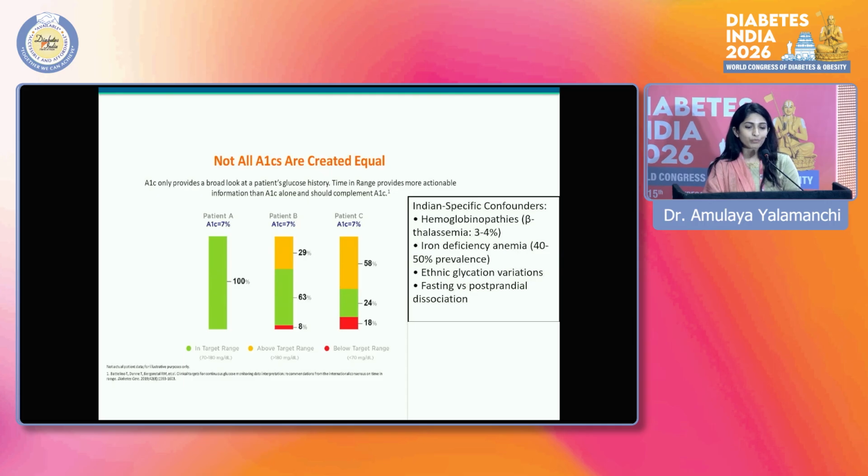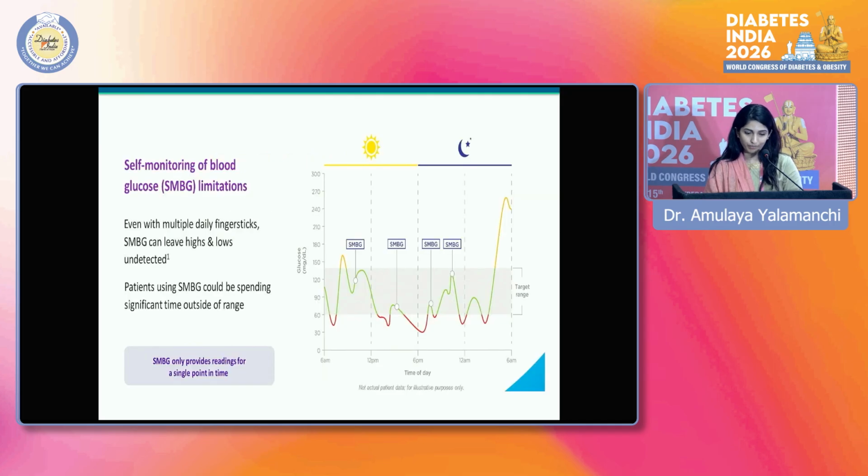Time in range provides more actionable information than A1c alone, and this should also be implemented in type 2 diabetes. Especially in India, we have a higher rate of iron deficiency, which will falsely increase the HbA1c by 0.3 to 1%. We also have ethnic glycation variations and postprandial dissociation as well. Coming to the limitations of self-monitoring of blood glucose, we also see a behavioral bias in our patients. Patients tend to know when their glucose levels are normal, and they tend to give those data points to us. So we are misguided by the behavioral bias. There is more risk of comorbidities even at a lower HbA1c.